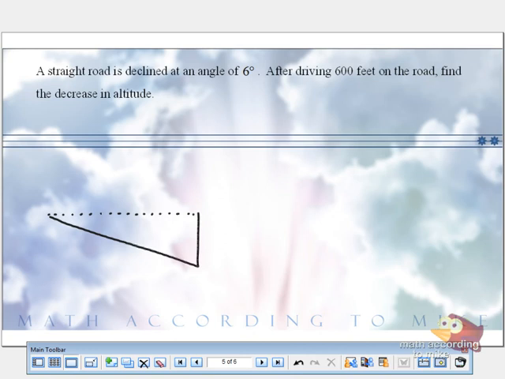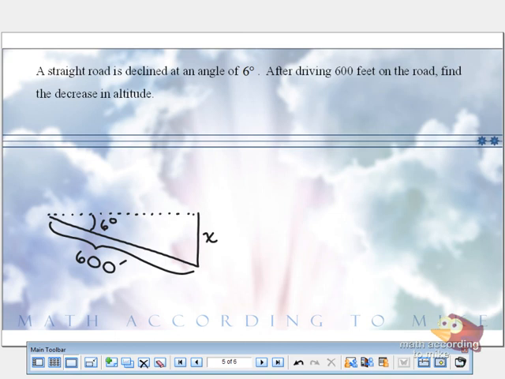So the solid black decreasing line is the road itself. And this angle right here is what? 6 degrees. And the length of the road that we have driven is 600 feet. So what are we asked to find? The opposite. So let's call that x. Questions on the setup?